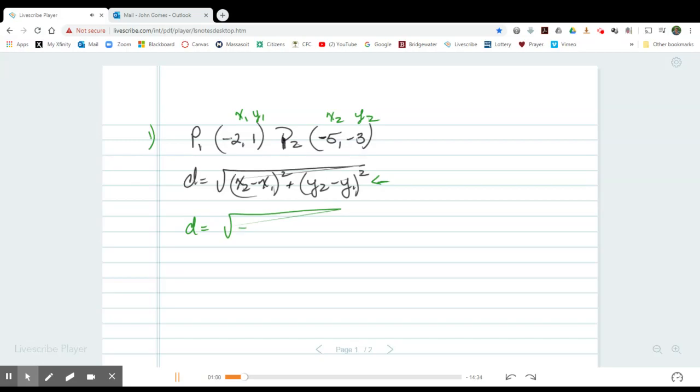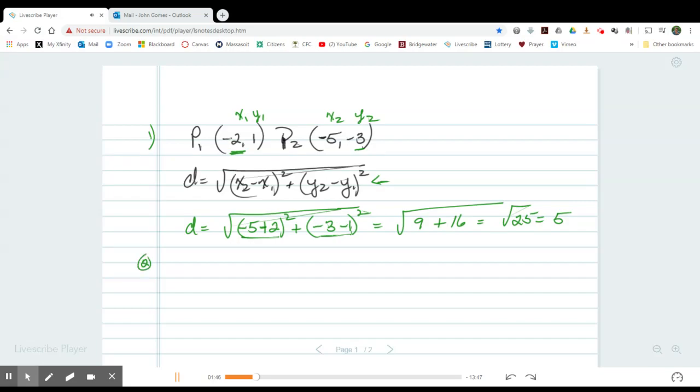So x sub 2, which is a -5, minus x sub 1, which is already negative. A minus will make this a plus. I want to square that sum, plus y sub 2, which is -3, minus y sub 1, which is +1, and I'm going to square that. So I'm given -5 and a +2 is a -3, and -3 squared is 9, plus a -3 combined with a -1 is a -4, -4 squared is 16, 9 and 16 is 25, and the square root of 25 is 5, and therefore you see it's letter A.